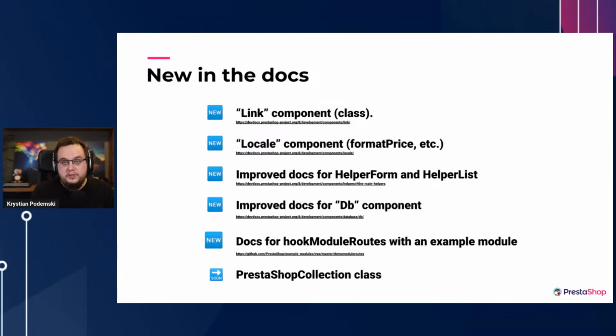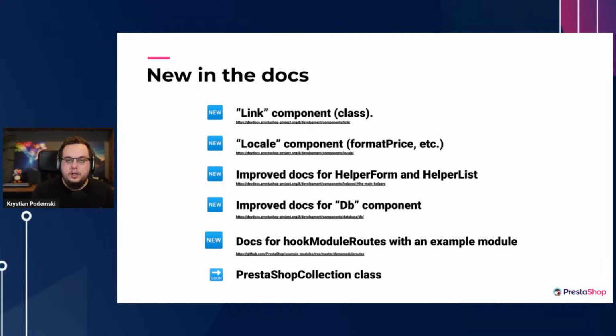I should say that those new elements are based on the analysis that we made a few weeks ago. All the elements that you see on the list are based on the missing search results from the developer documentation. For example, we noticed that a lot of developers search for get module link or get image link and so on. So we decided to document the link component, link class, where you can find a few examples of how to use this class in your modules.